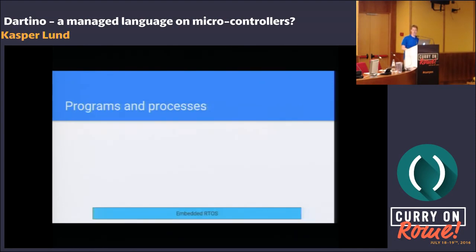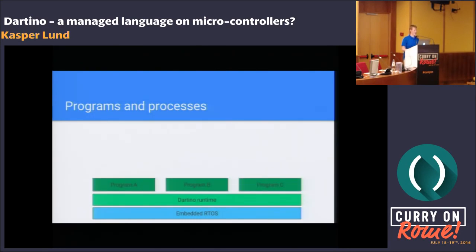So what we do is at the bottom layer we have a traditional embedded real-time OS. We use FreeRTOS for a lot of things because it's open and available, and we like the accessibility that's built into that. On top of that, we put the Dartino runtime, and then we allow you to have multiple independently developed programs that run on top of this setup.